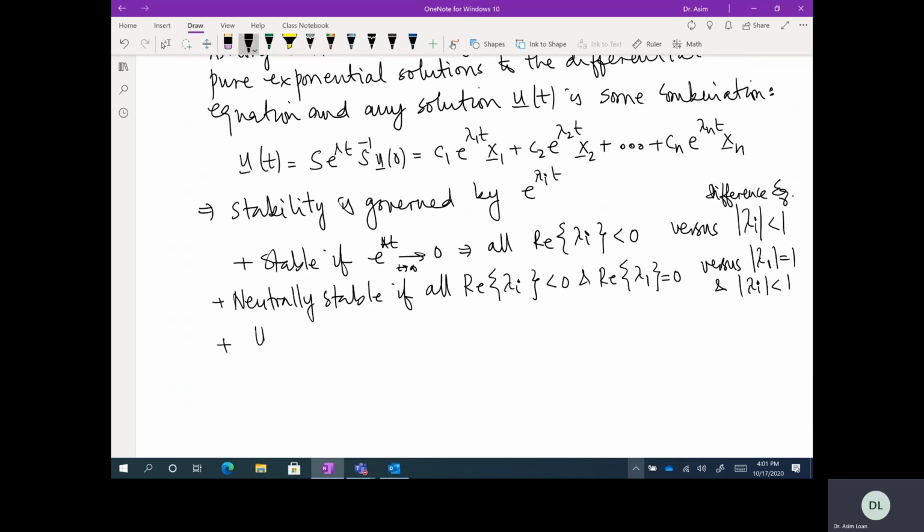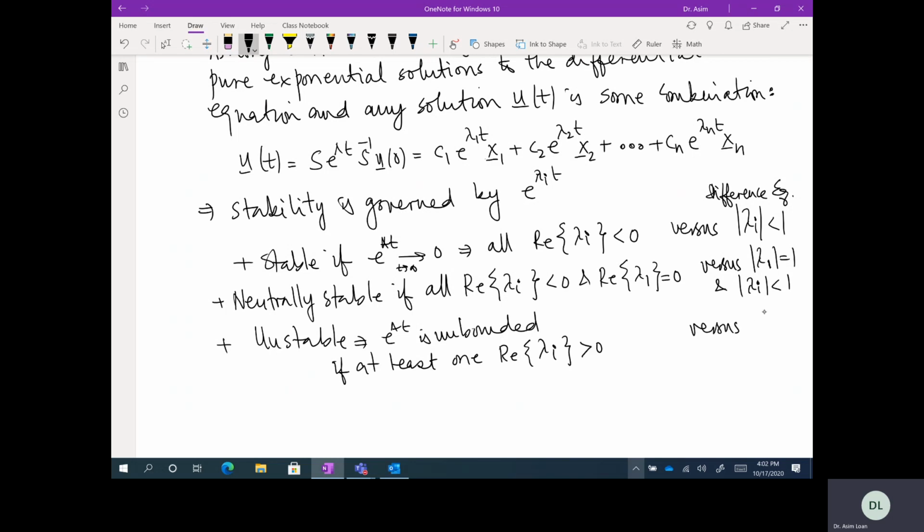And unstable implies e^(At) is unbounded if at least one real lambda_i is greater than 0, versus |lambda_i| greater than 1.